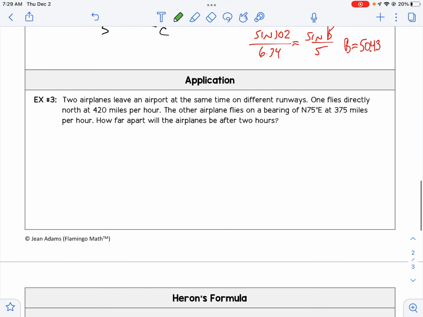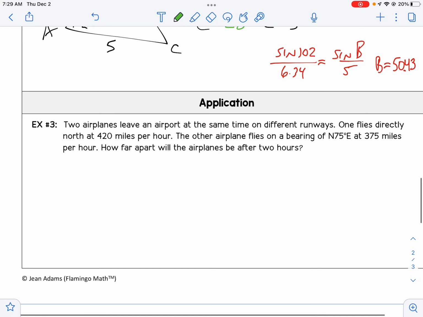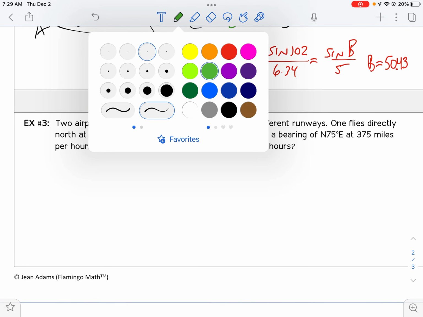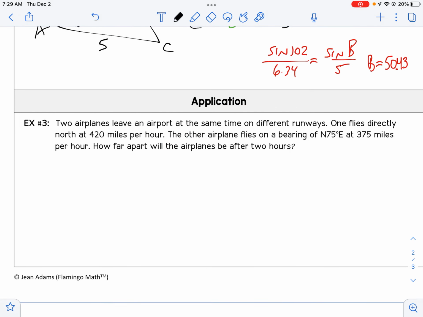When you get into the applications, it's really no different. The biggest part here is drawing the picture and realizing which scenario you have. Do you have side, side, side, or do you have side, angle, side? So 2 airplanes leave the airport at the same time. Okay, so there's the airport. I'm going to draw my picture very accurately. One plane flies directly north, 420 miles per hour.